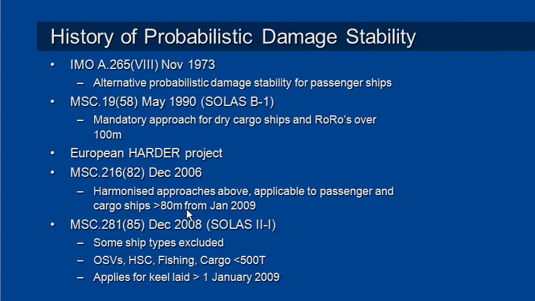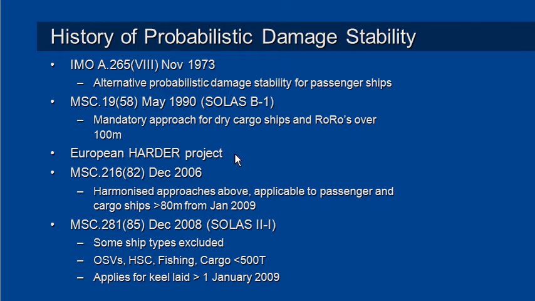A little bit of history is in order. The probabilistic approach started way back in 1973, and the first implementation was just an alternative method for computing stability of passenger ships. In 1990 that was upgraded, and a new mandatory approach for cargo ships and ro-ros was developed, and these two methods were slightly different.